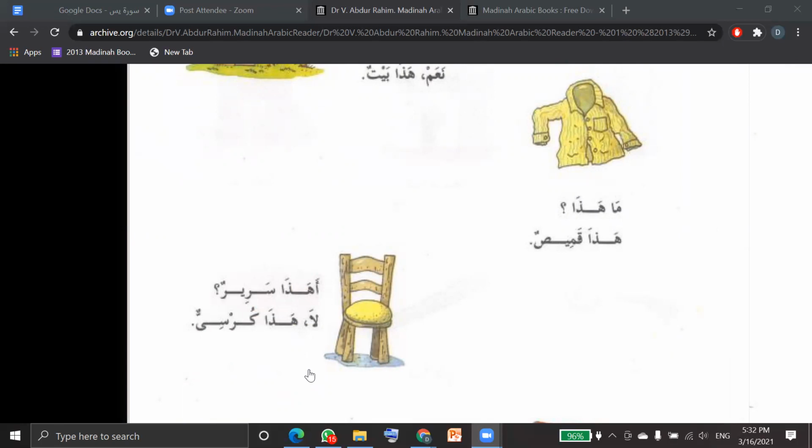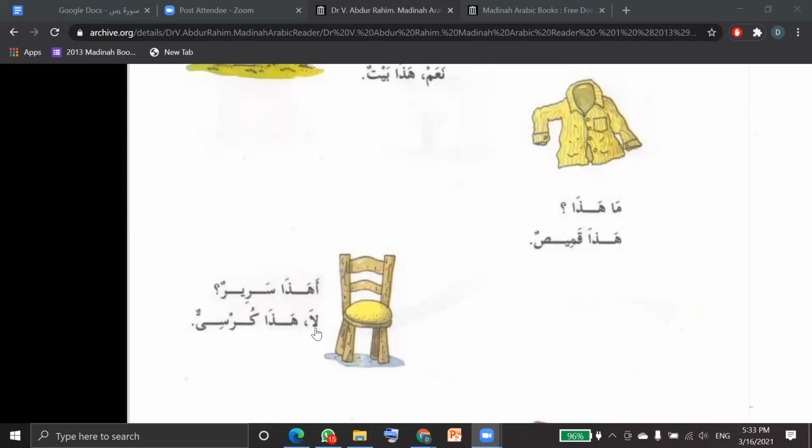Sarirun, remember what is sarir? Is this a bed? Excellent. Is this a bed? No, this is a chair. So la means no. La, no. So la ilaha illallah, there is no God except Allah subhanahu, there is no deity except Allah. So la, no. Haza kursiyun.